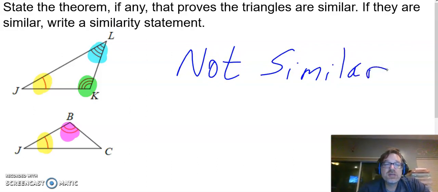Now, when you do your assignment, you will see that there's going to be 2 blanks for you to fill in. You would type in not similar for both blanks.